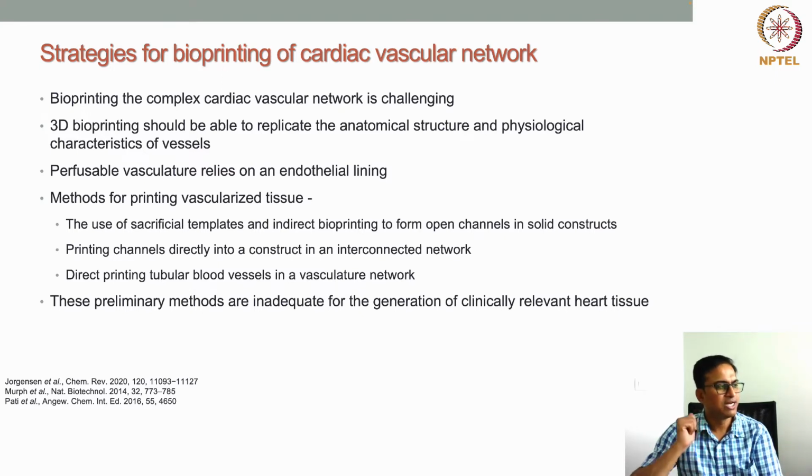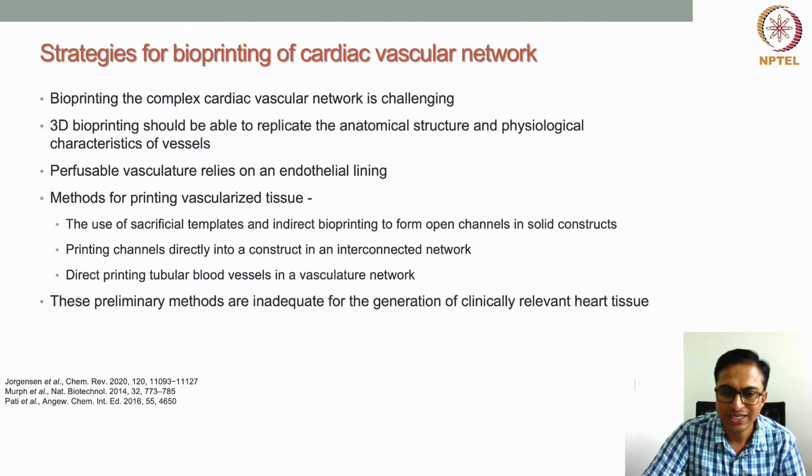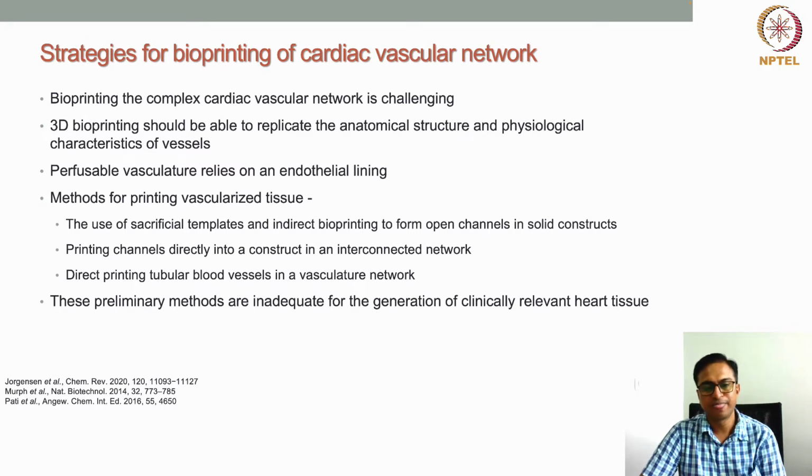First is printing a sacrificial template, then putting the gel on top of that, then taking out the sacrificial template, and then we can get a vascular network. The next is that the channels can be directly printed, with a sacrificial material or a vascular tissue bioink, within the construct. The other is the direct printing of tubular fibers in the vascular network, where coaxial bioprinting or other techniques can be used to come up with the blood vessels.